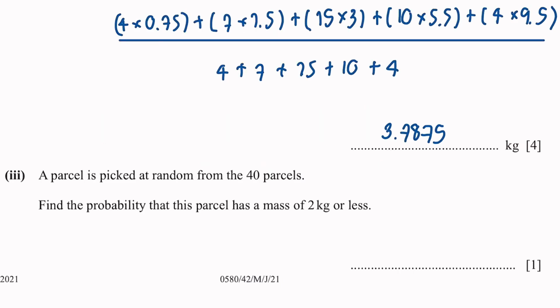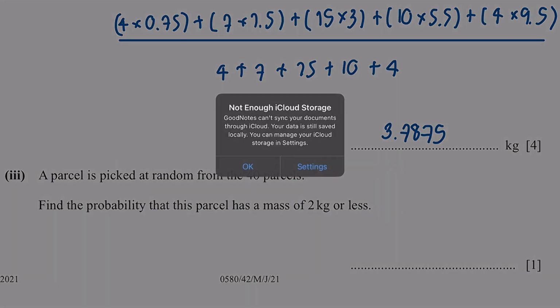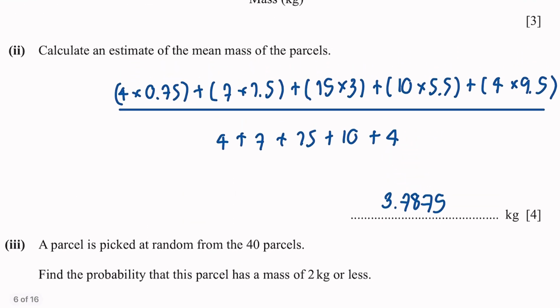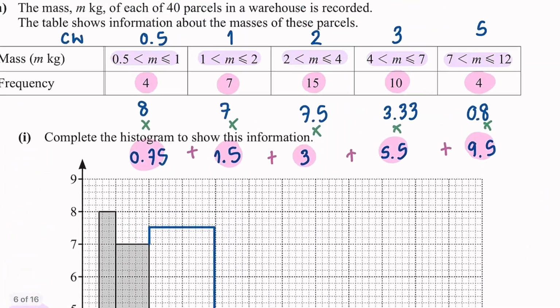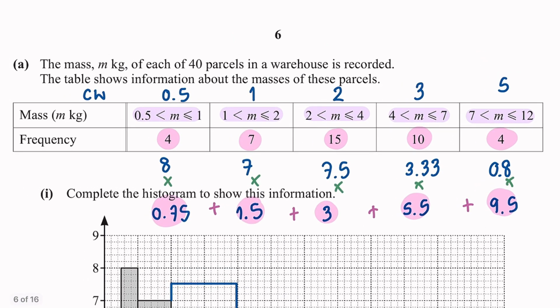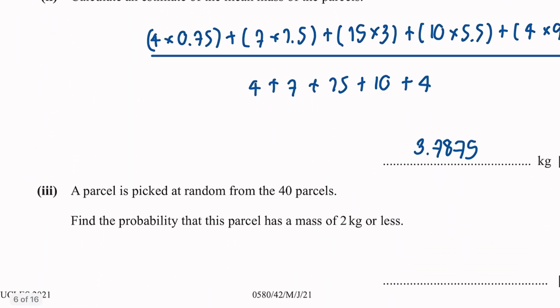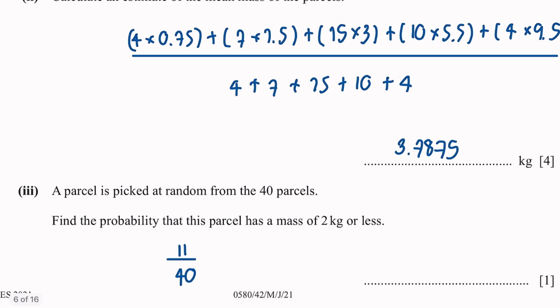A parcel is picked at random from the 40 parcels. Find the probability that this parcel has a mass of 2 kg or less. So we have to count the frequency of the 2 kg or less, which is 4 plus 7. This is equal to 11. And over the number of parcels, which is 40. So 11 over 40 is your answer.